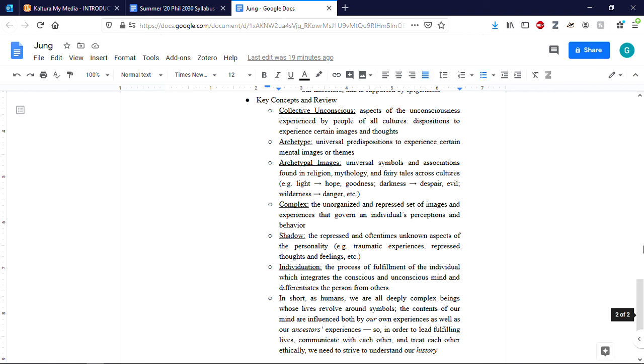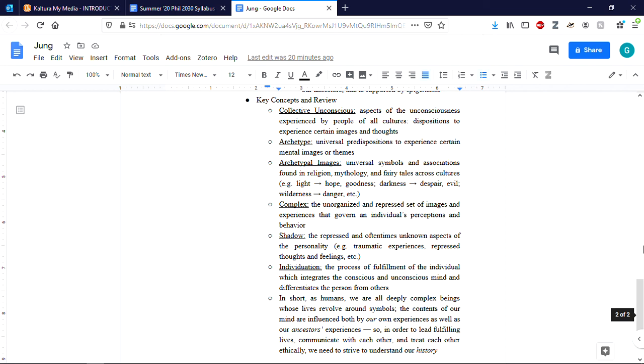These are all archetypal images and themes that we see basically in all cultures that have ever existed. And we see them also in the way we live today, though who we take as our heroes and our lights and our darknesses vary from culture to culture, obviously. So our collective unconscious basically gives us dispositions to experience these certain images and themes.